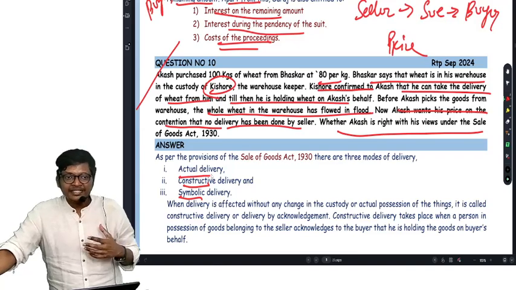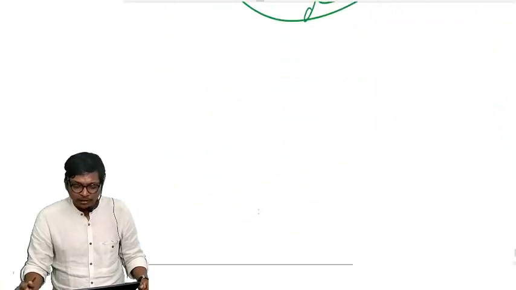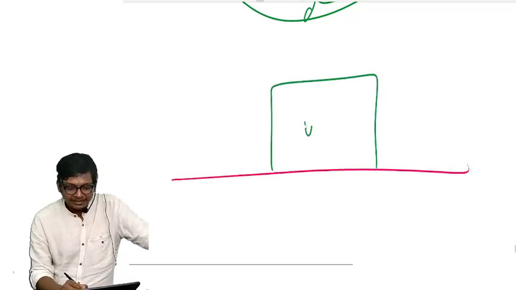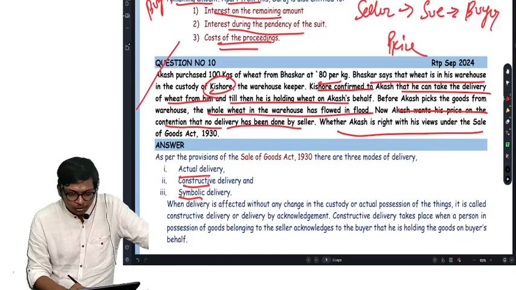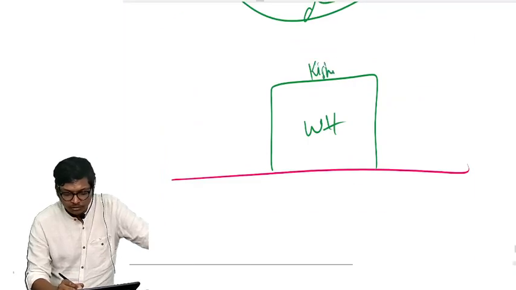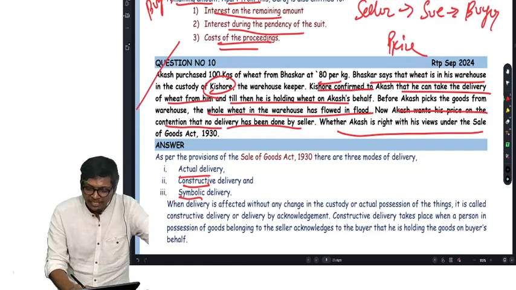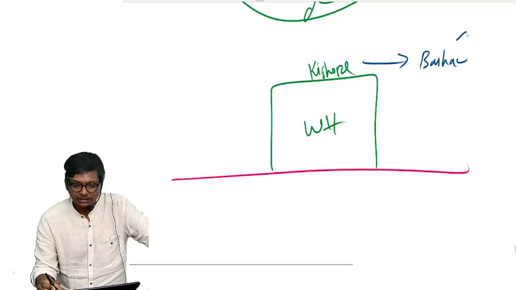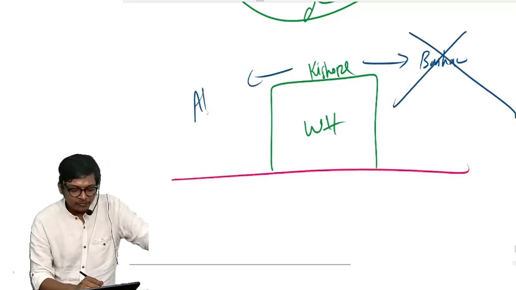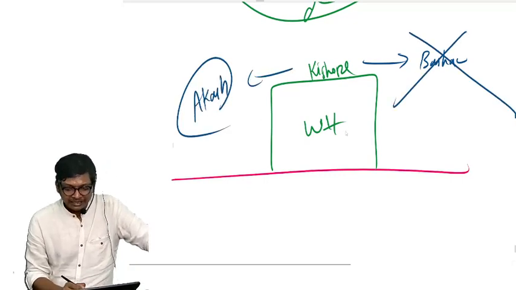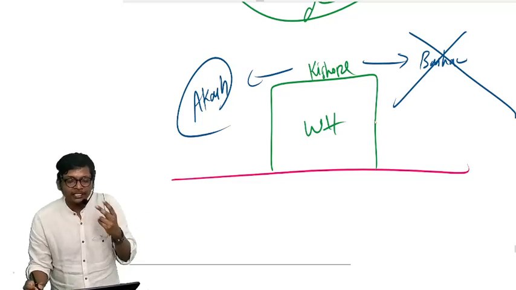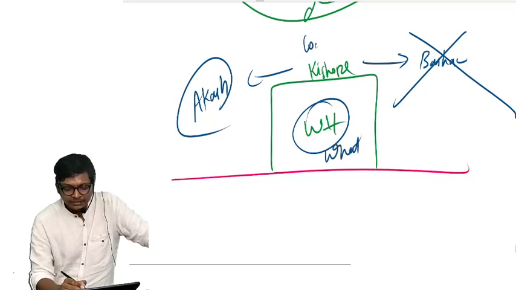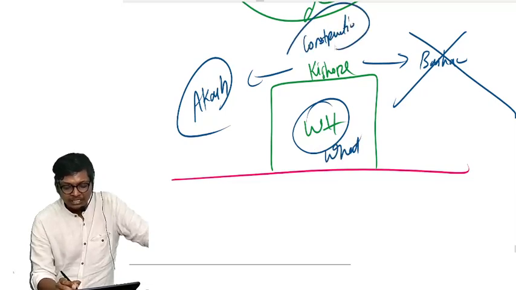This is constructive delivery where a person taking care of the goods on behalf of you is now taking care of it on behalf of somebody else. Here in the warehouse, who is taking care of it? Kishore. Kishore is taking care on behalf of Bhaskar all these days. Now Bhaskar changed, he is taking care of it for Akash. That means even though actually or symbolically possession is not transferred, the wheat in the warehouse is transferred. On what basis? Constructive basis.